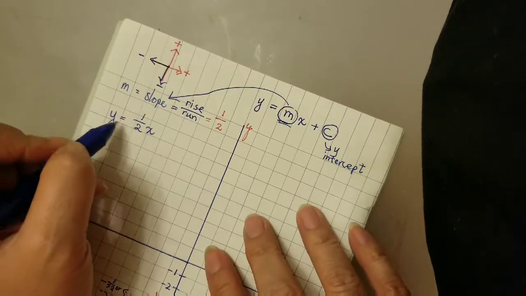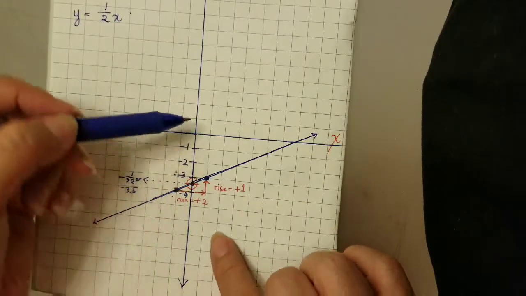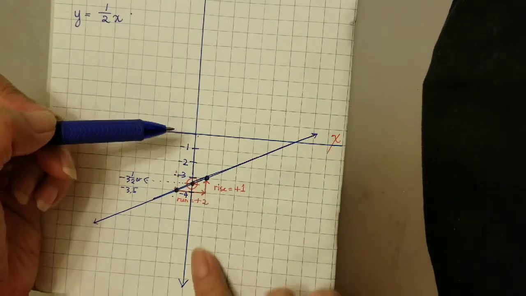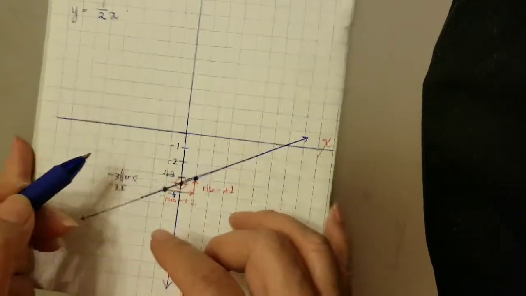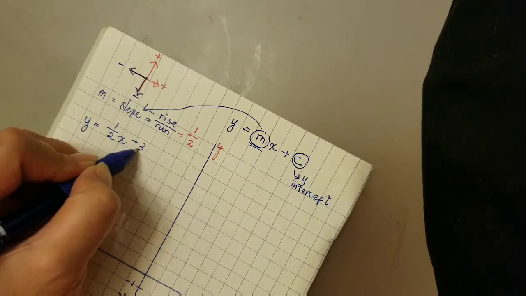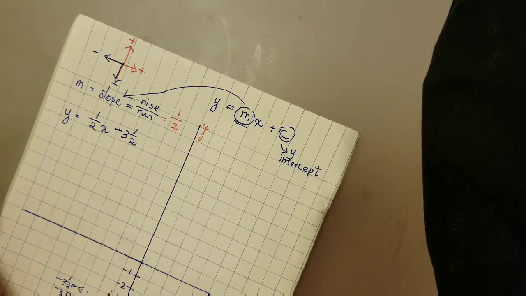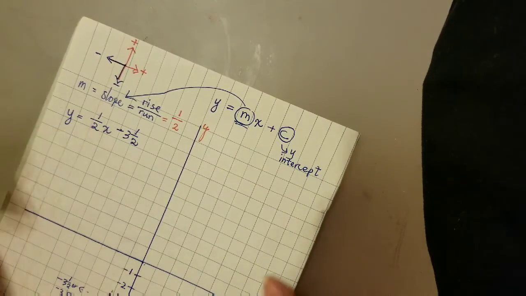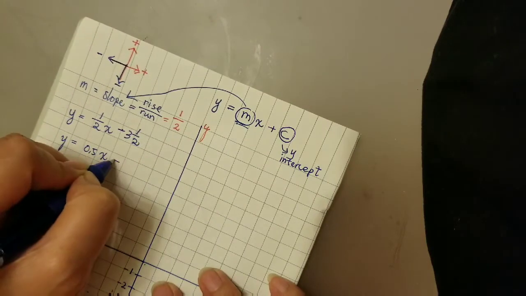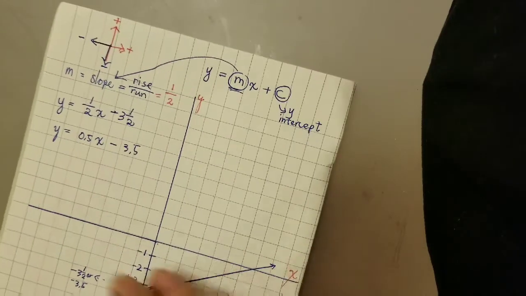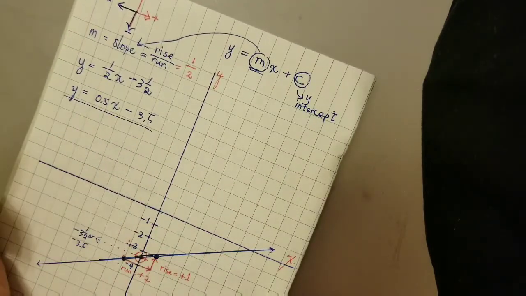Okay, so it's y equals 1/2 x plus or minus. Let's look at where it is. So it is going down and it is below the y-axis. So that means this value is negative. So it's -3.5. Okay? Personally, I prefer working with decimals, so I'm just going to convert this. 1/2 we know is 0.5. So y is equal to 0.5x minus 3.5. Okay? Either one is correct. So now we have our formula.